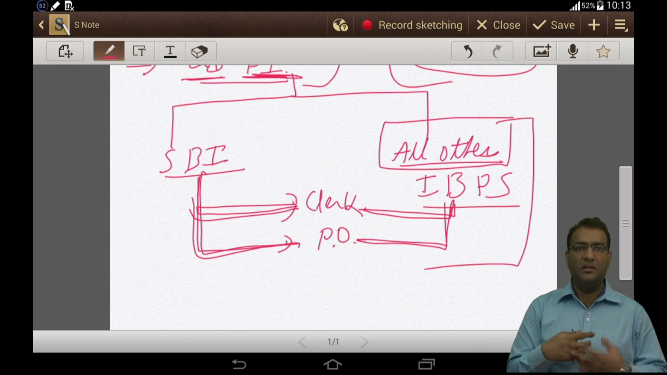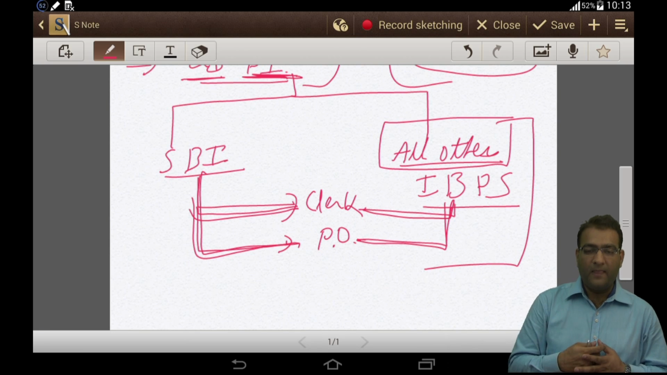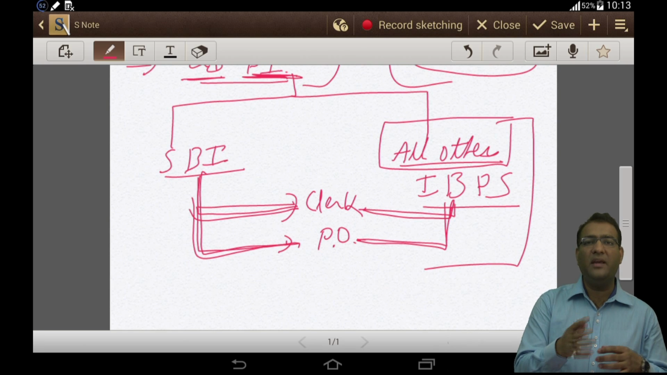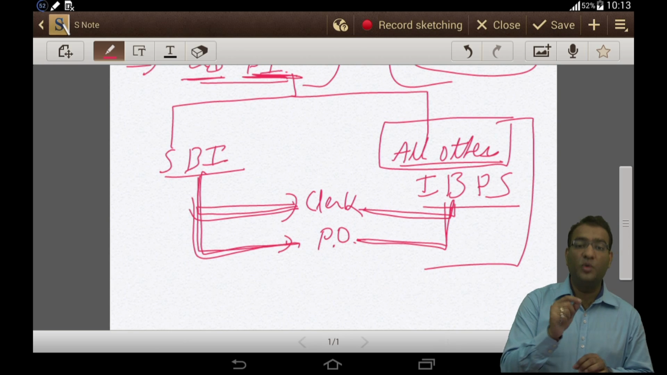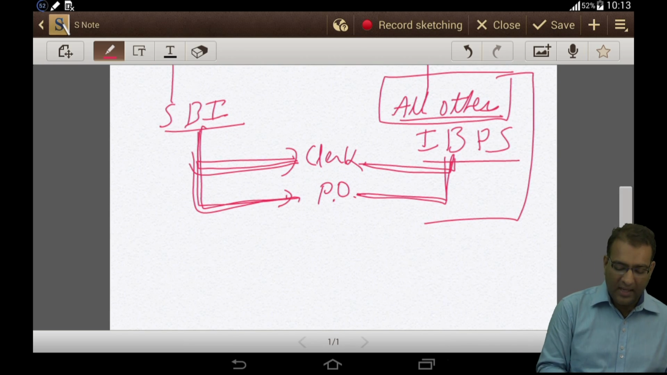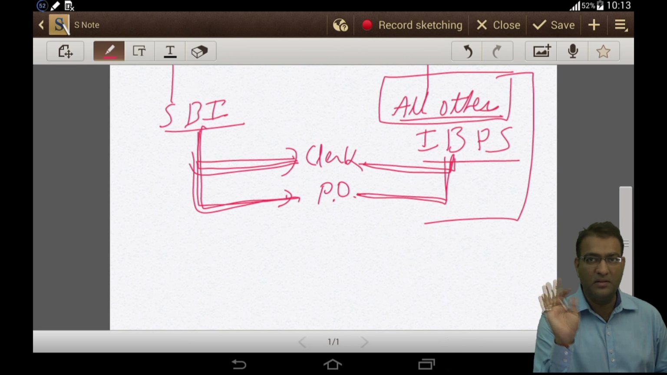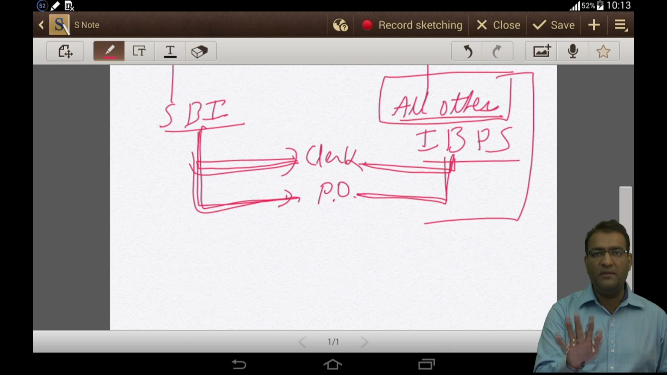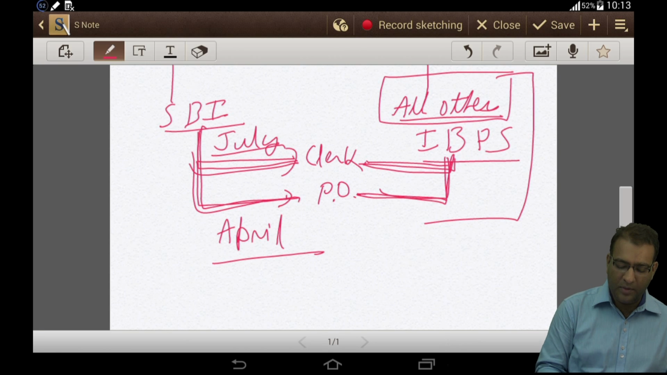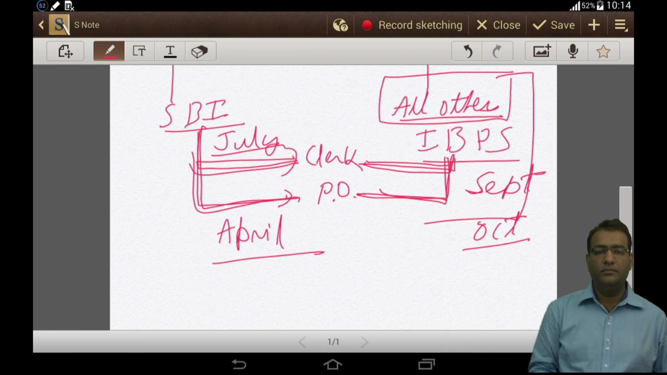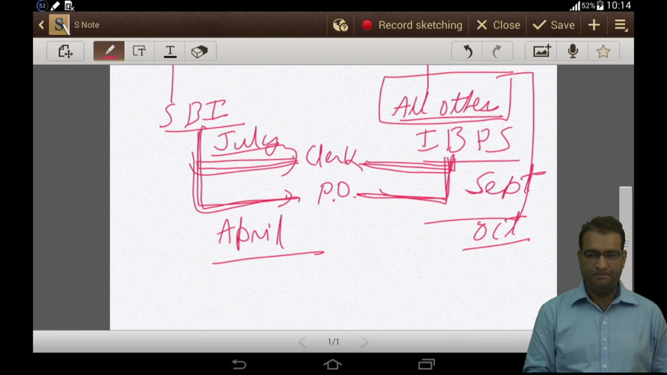Now, to be honest, the specific dates are never mentioned, right? But months are more or less clear. SBI PO happens April last week, SBI clerk happens July. So if you want, I will write it down also. These are tentative days or months, right? Never exact, but for the last 4-5 years, this is what has been happening. So SBI PO is April, SBI clerk is July, and IBPS clerk and PO are between September to October. And this is the format.